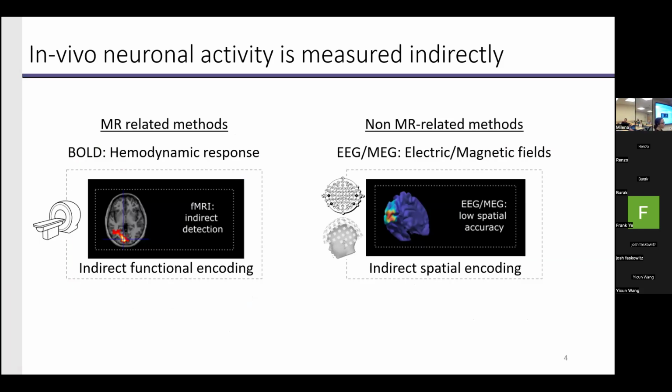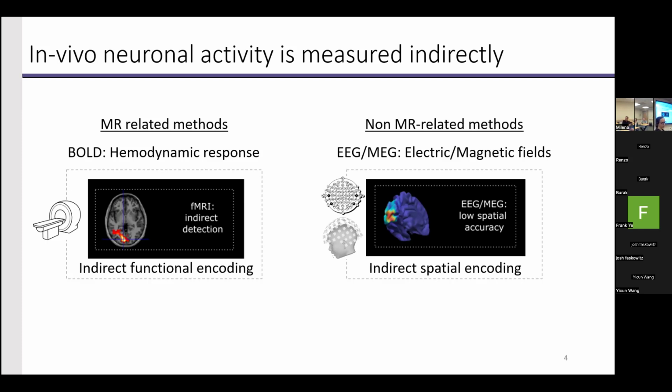So we know that with BOLD fMRI we are detecting the hemodynamic response to neuronal activation, and this will give us a direct signal for each voxel that we are imaging. So we are directly encoding spatial information there, but the functional information is encoded indirectly. And then within the non-MR related methods, EEG and MEG will directly encode electromagnetic fields, but they will do it on the scalp. And then we need to solve the inverse reconstruction problem to see where the source of the activity is. So here we have direct functional encoding, but the spatial encoding is done indirectly.